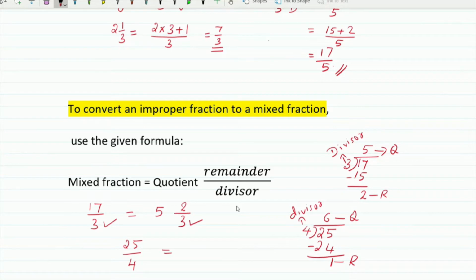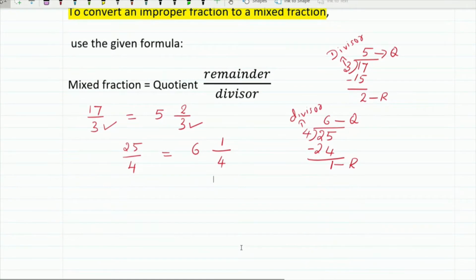So we can write it as a mixed fraction. Whole number part is quotient 6 and numerator is the remainder 1, denominator is the divisor 4, or the same denominator we can write. So 6 1 by 4 is the mixed fraction which is equivalent to the given improper fraction 25 by 4. So 2 examples I explained. I think you might have got that method.